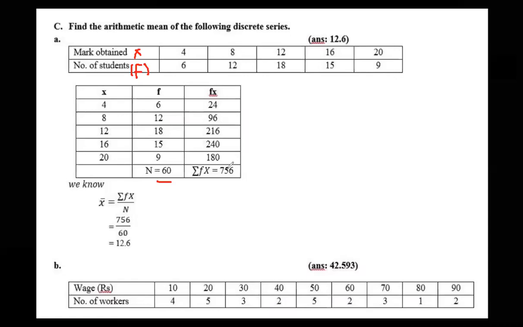Okay, then the process is simple now. Nothing more to do. Whatever you have done, 90% is already solved now. Just use the formula, get the answer. So what is the formula of mean? Mean equals summation fx by n. So summation fx means 756, write 756, divide by n. N means 60. Divide it, get the answer. Finished.